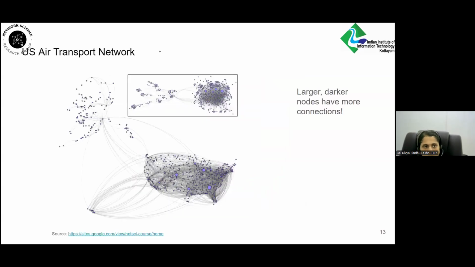Right, another example, the US air transport network, where each of these nodes is an airport. There are some 500 US airports, and whenever there are flights from one place to another place, a relationship or an edge is there between these two nodes. Again, the larger nodes represent nodes having a larger number of connections.